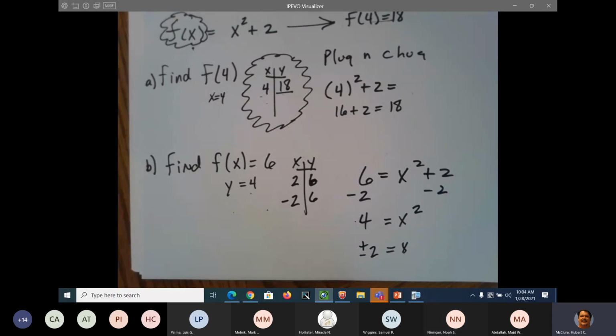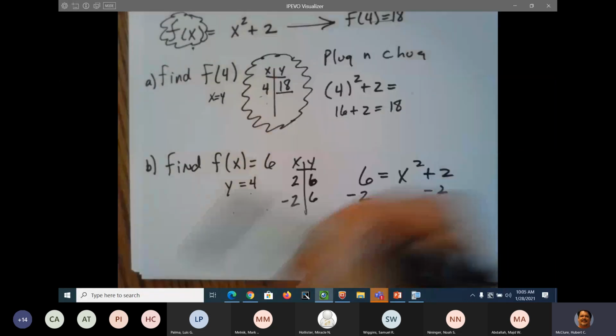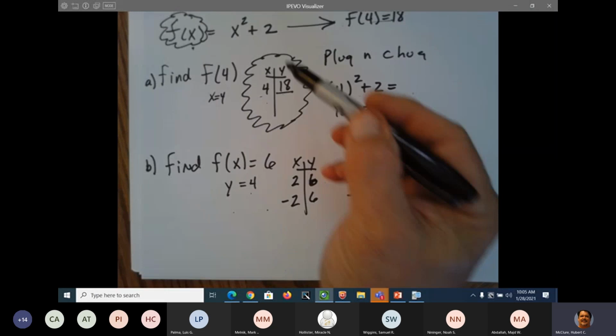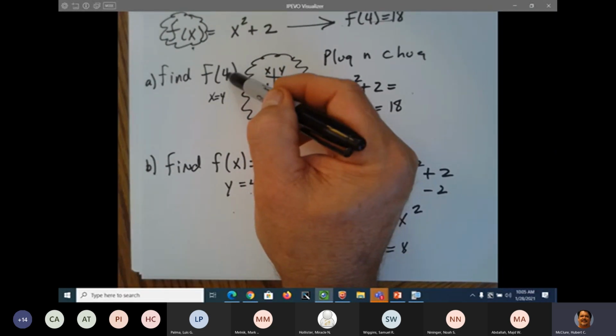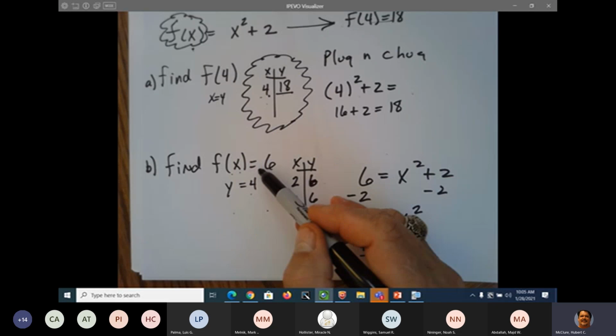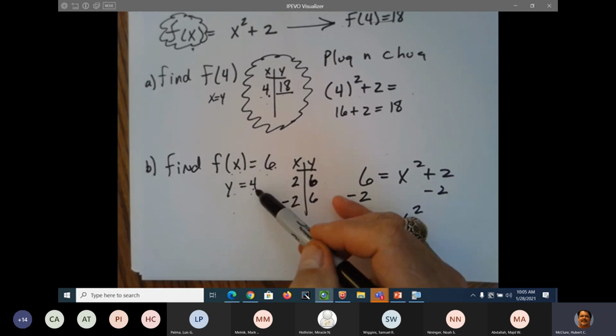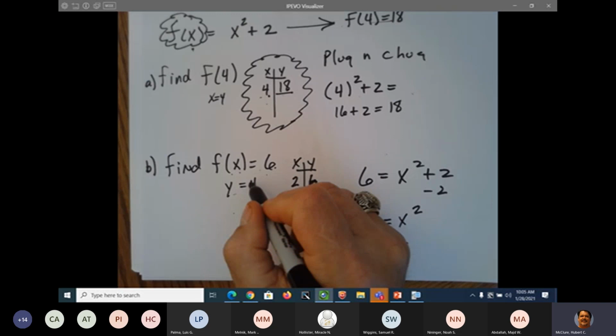All right, so that's how you do composition. Composition is when you substitute. Here I've got a 4 in the parentheses. A 4 in the parentheses means that I'm going to plug in 4 for x. Here I've got f of x is equal to something, so that means y is equal to 6, so I'm going to plug a 6 in over here.